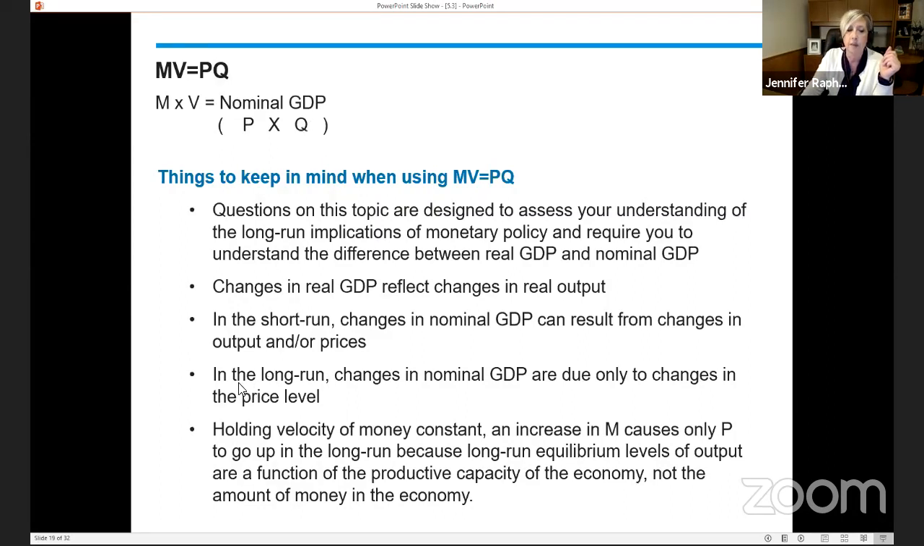In the long run, however, remember that the long run means we're producing at the limits of our productive capacity. Changes in nominal GDP can't be due to changes in Q, because we don't have the resources to sustainably produce more output than we're producing at full employment levels of output. So in the long run, changes in nominal GDP are only due to changes in the price level. When we hold the velocity of money constant, an increase in M causes only P to go up in the long run, because long run equilibrium levels of output are a function of the productive capacity of the economy, not the amount of money circulating in the economy.